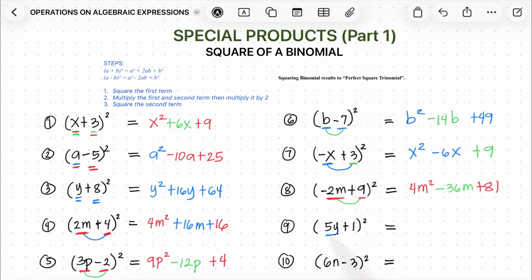Next, we have 5y times 5y, that's 25y squared. 1 times 1, that is positive 1. Then 5 times y, that's 5y, times 2, that's positive 10y. And last example, we have 6n times 6n, that's 36n squared. Negative 3 times negative 3, that is positive 9. And then 6n times negative 3, that's negative 18n, times 2 is negative 36n.